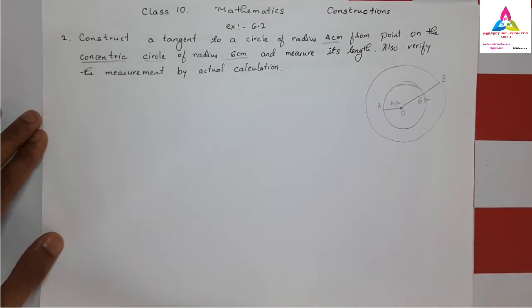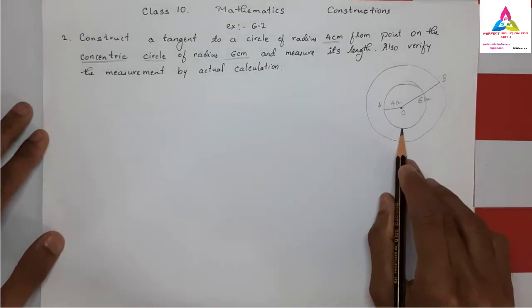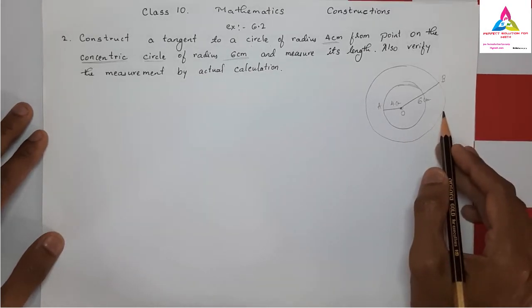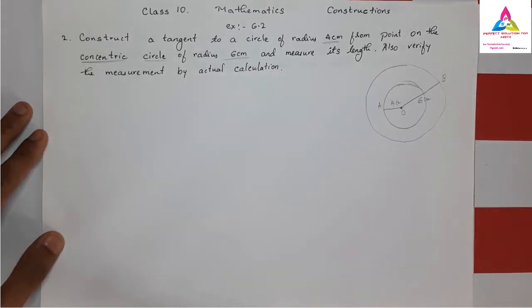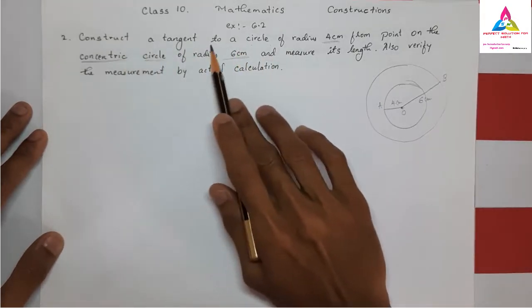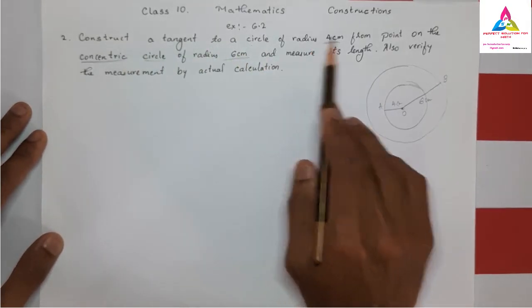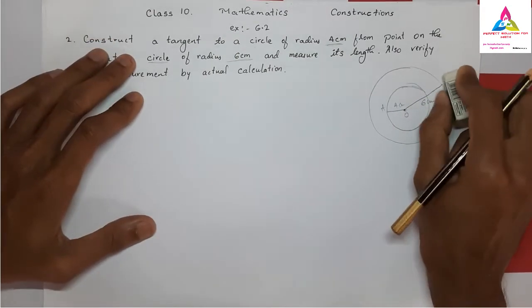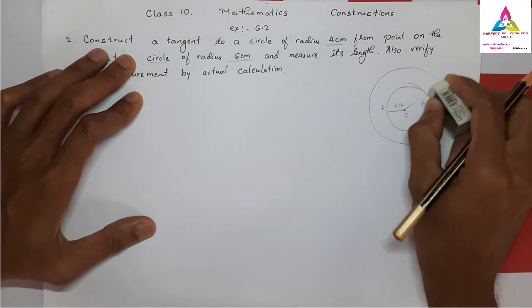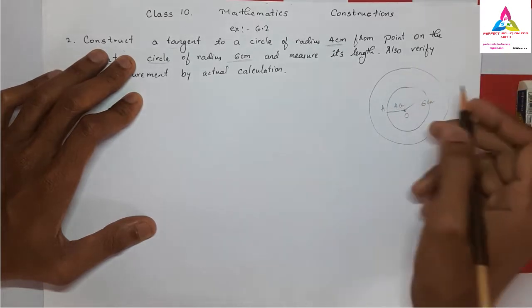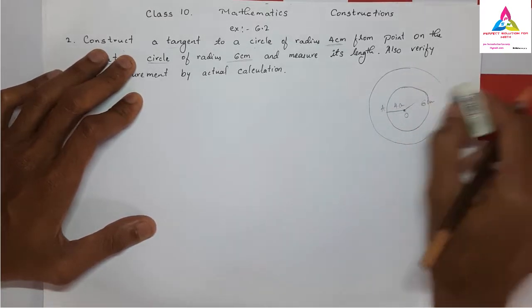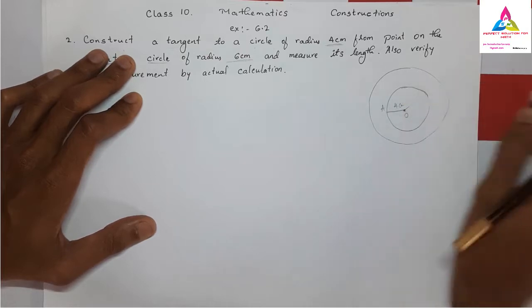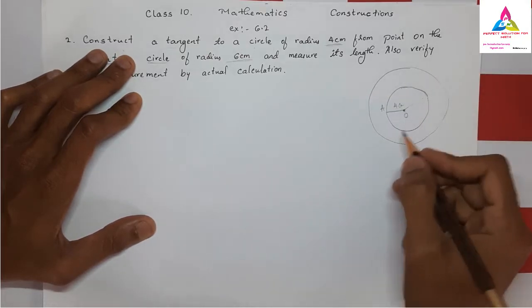Now for this circle we have to draw a tangent. Which circle do we have to draw the tangent for? For the inside circle, or for the outside circle? According to the question, construct a tangent to a circle of radius 4 cm. As in the first question, we have to construct the tangent not for the outside circle, we have to draw it for the inside circle. So I will rub out the outside radius first. We have to draw the tangent to the inside circle. So how to do this?